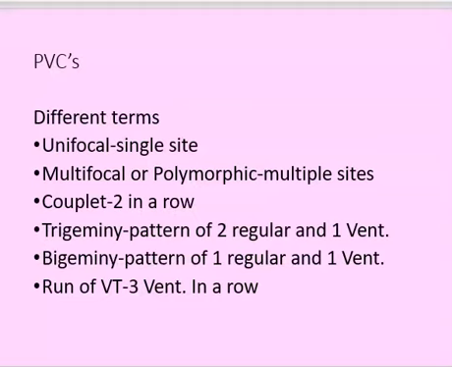Here are some different terms that they use for PVCs. Unifocal, that means it's one. Multifocal or polymorphic, the electrical conductivity is coming from different foci, so the QRSs are going to look different. Couplet is 2 in a row. Trigeminy is a pattern of 2 regular and 1 ventricular. Bigeminy is a pattern of 1 regular and 1 ventricular. A run of 3 in a row, guess what? That's V-tach.